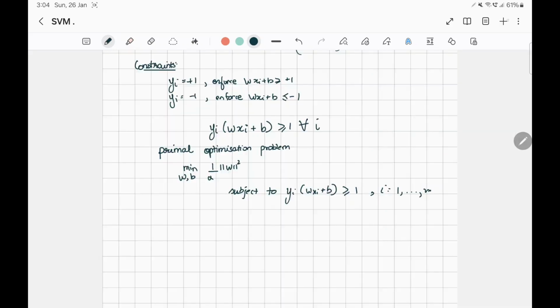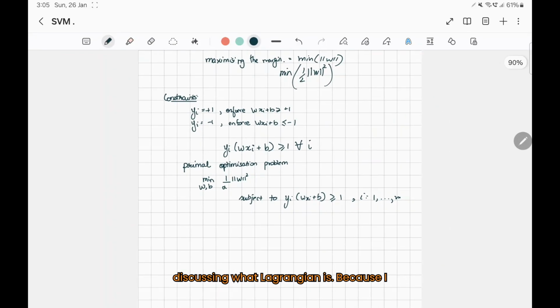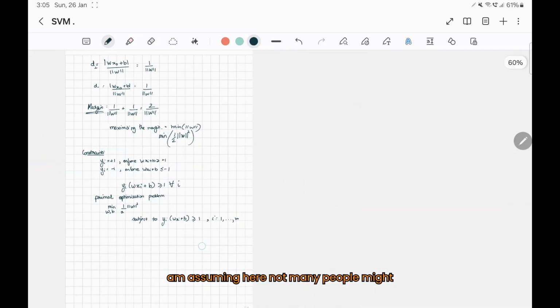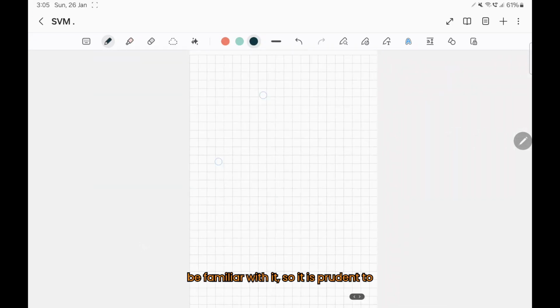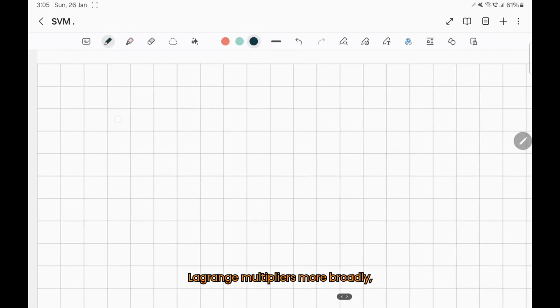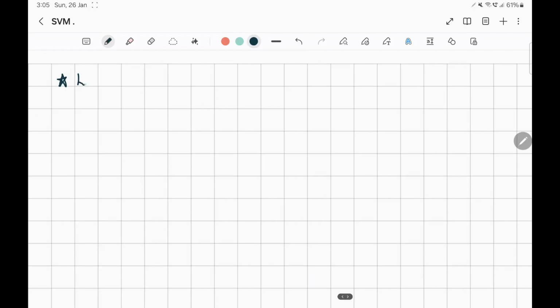Okay, so before I formulate the Lagrangian problem with respect to this SVM problem that we have, I want to spend some time discussing what the Lagrangian is, okay? Because I'm assuming not many people might be familiar with it. So it's prudent to spend some time here. So, Lagrange multipliers more broadly.